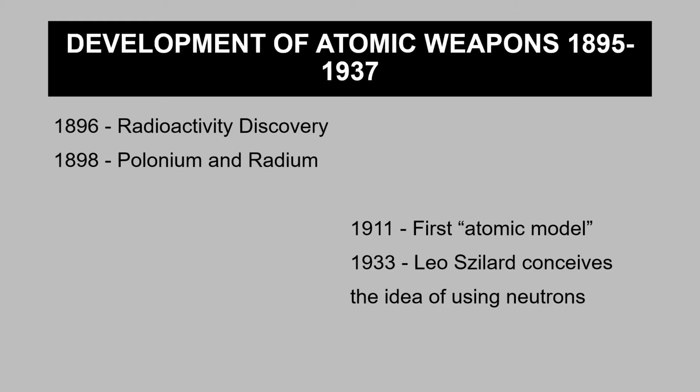1895 to 1937, radioactivity was first discovered in France. Madame Curie discovered the elements polonium and radium. The first atomic model was proposed in which all atoms have a central nucleus which contains most of its mass and all positive charge. Leo Szilard conceives the idea of using neutrons to create a chain reaction to release a massive amount of energy. He also theorized that this technology could be used to create bombs.